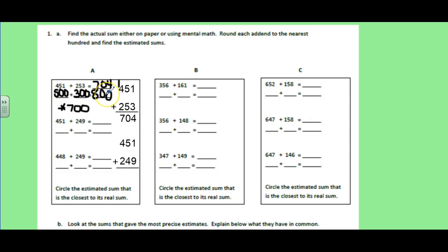If the estimated one that we worked on is close to the actual answer, we will circle that, because that's what it says down here. It says circle the estimated sum that is closest to its real sum. This estimated sum was not close to 704, so I'm not going to circle that. That's why I'm going to put a star and put down the estimated sum that would be closest to the actual answer, and 700 is very close to 704.